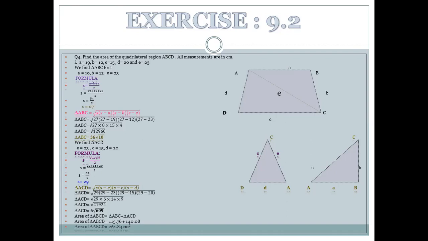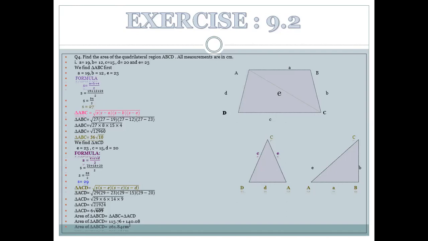When we put the values in the formula, we get the area of the triangle as 36 under root 10. Now is the turn of the other triangle, which is ACD. You see clearly in the diagram which three sides are there: C, D, and E. In the first we used AB, and now we use CD. E is common in both triangles because E is the diagonal.